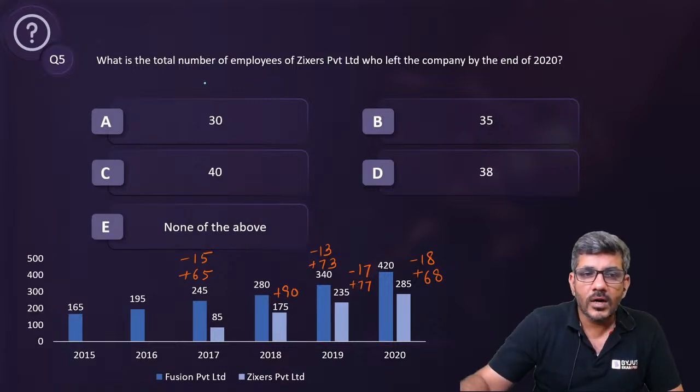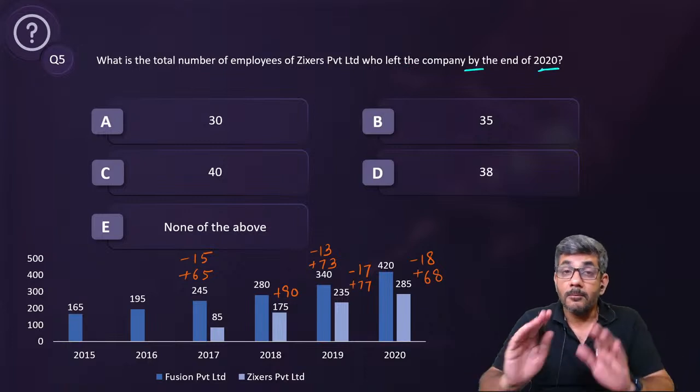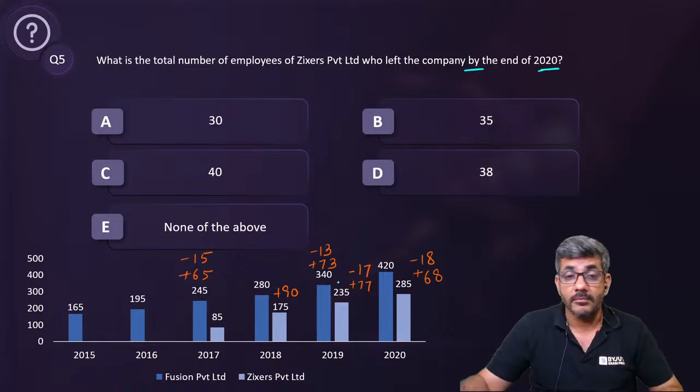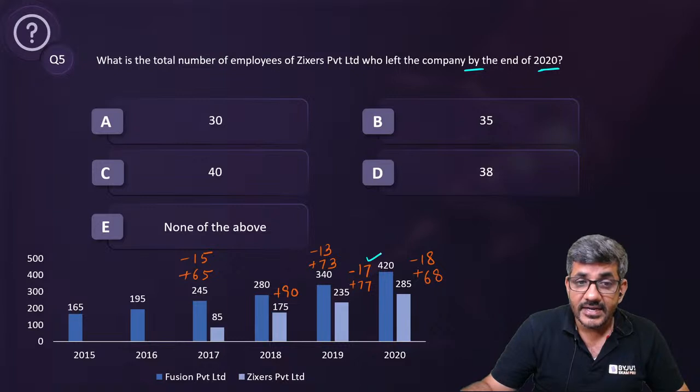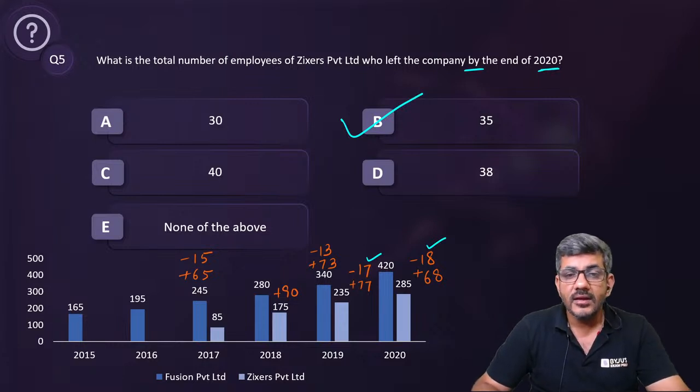First question. What is the total number of employees of Zixer Private Limited who left the company by the end of 2020? By the end of 2020 means, sum of all of those who left until 2020. So from Zixers, 17 people left here, 18 people left here, so a total of 35 people left by the end of 2020. My answer for this question is option B, that is equal to 35.